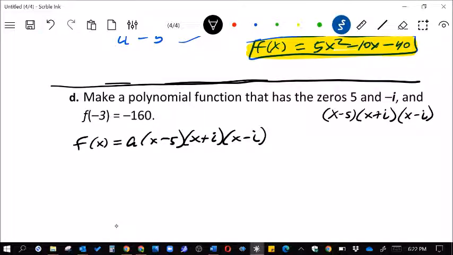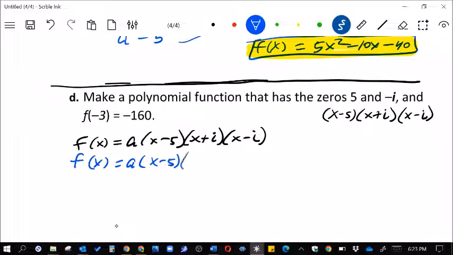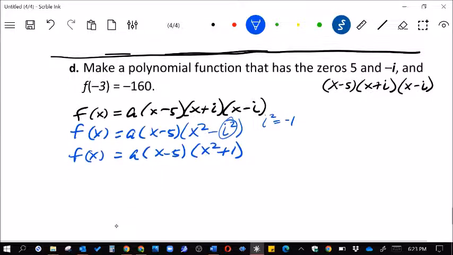So in this case now, I'm going to have to multiply that just like I did before. x minus 5. And so I'm going to do this as x squared plus ix minus ix goes away, and it's negative i squared. Well, that negative i squared is equal to a -1, so it's a +1 now. So the f of x is equal to a times x minus 5 times x squared plus 1. I could at this point go ahead and put in this part. So I'm mindful, I can do it that way, or I don't have to, but I can.